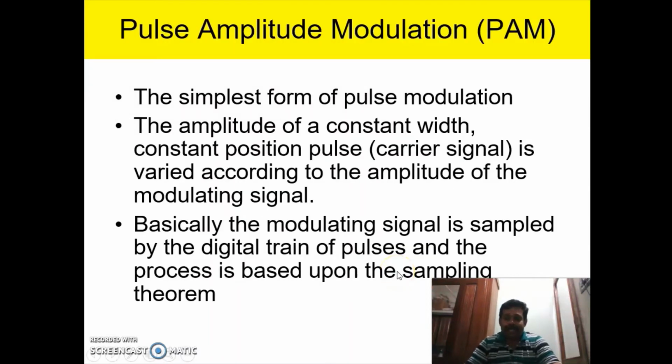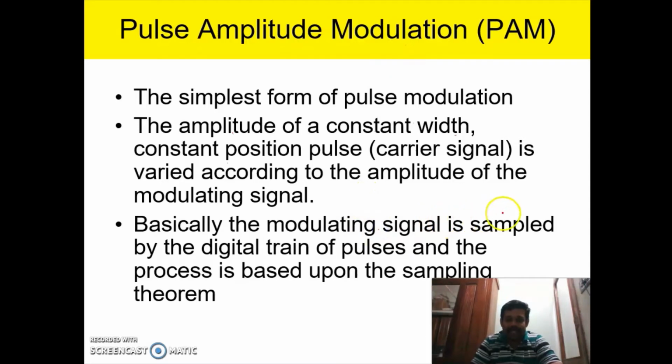Pulse amplitude modulation is the simplest form of pulse modulation. The amplitude of a constant width, constant position pulse, that is the carrier signal, is varied. You know that in pulse modulation the carrier is a pulse. So the amplitude of the pulse is varied in accordance with the modulating signal, and you will get the pulse amplitude modulated signal.